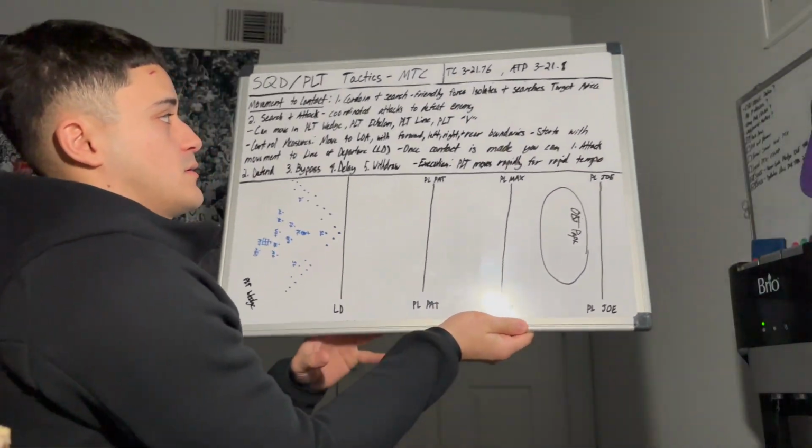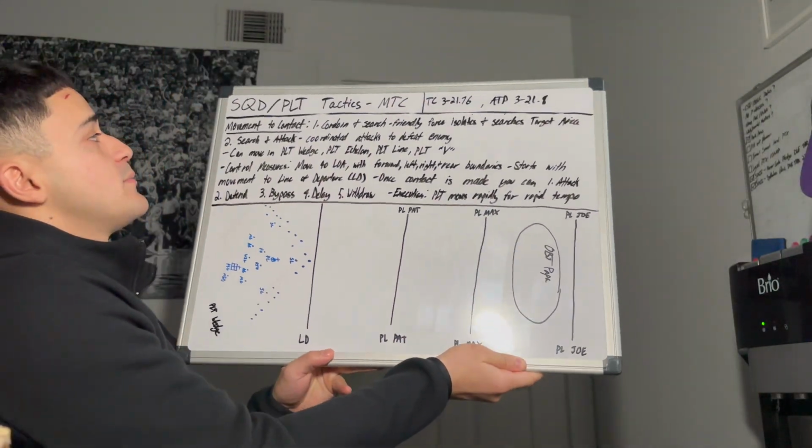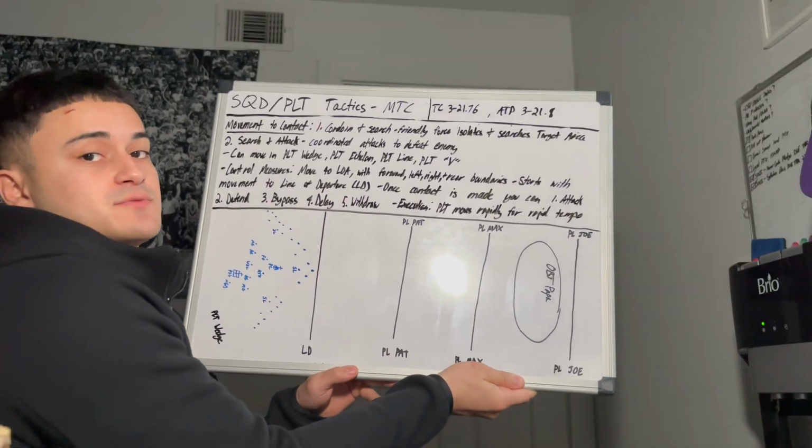Alright, so next up, we're going to talk about movement to contact. When we talk about movement to contact, there's two types we can be talking about, right?